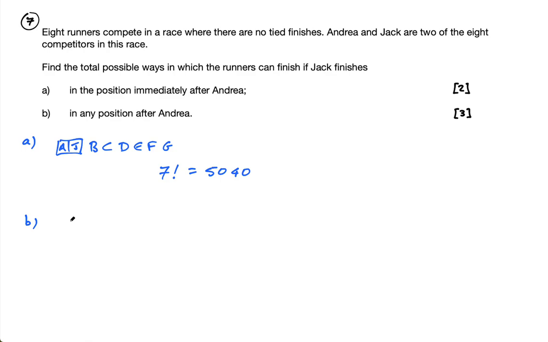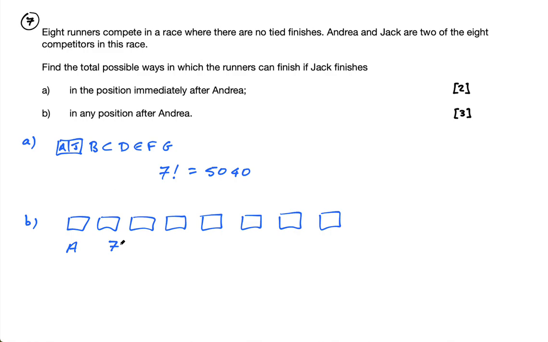So let's assume, okay, there are 1, 2, 3, 4, 5, 6, 7, 8. There's 8 places, obviously. Now, if Andrea finishes first, then what we get is Jack can finish in 1, 2, 3, 4, 5, 6, 7. He's got 7 different places. If Andrea finishes here, we have 7 different places that Jack can go.